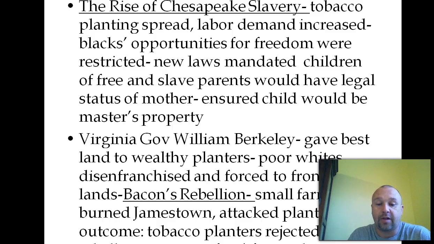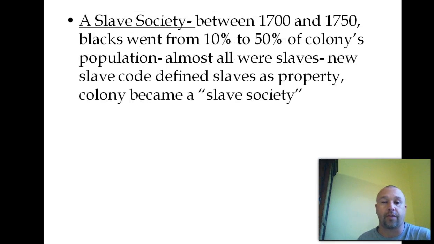But the outcome was that tobacco planters are going to reject the indentured servants for African slaves. So they deem these white indentured servants as trouble, and for them it was easier just to get African slaves. They would have them for life, and also it's going to change the dynamics in the South forever.